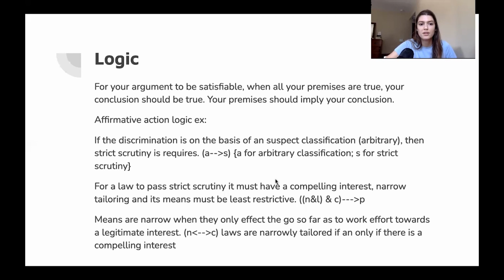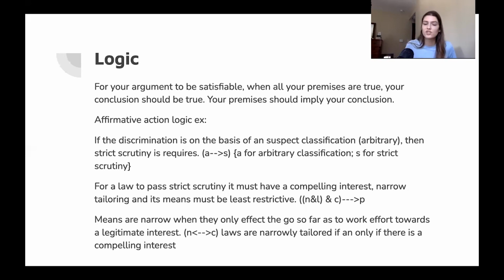And means are narrowly tailored only when it affects the general or legitimate interest that's being pursued by the government. This is another biconditional statement we have here. So narrow tailoring if and only if there is a compelling interest. You can only evaluate something for its narrow tailoring once you know that there is a compelling interest. So that's what I have here in sentential logic.